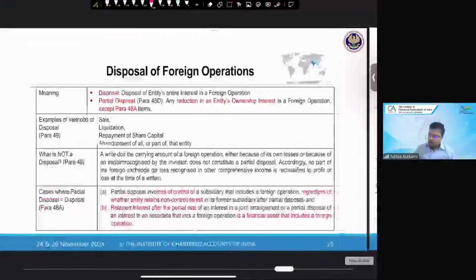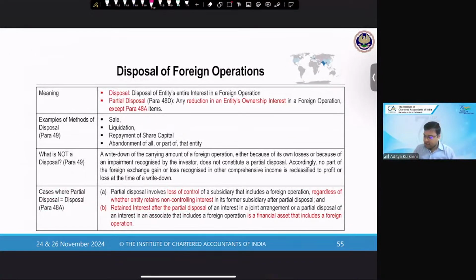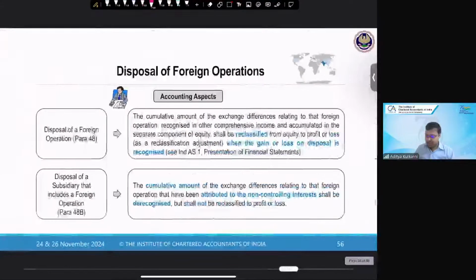So again, disposal of foreign operations. Reduction in an entity's ownership interest. Please follow up on this once you complete your consolidation, because there is a stake sale which is a separate topic under consolidation. Because of stake sale, you may end up losing control, or losing control and maintaining a significant influence, or losing the entire stake itself. At that point of time, what will happen to the goodwill and the reserves all comes as part of consolidation. So this part I will leave as of now.